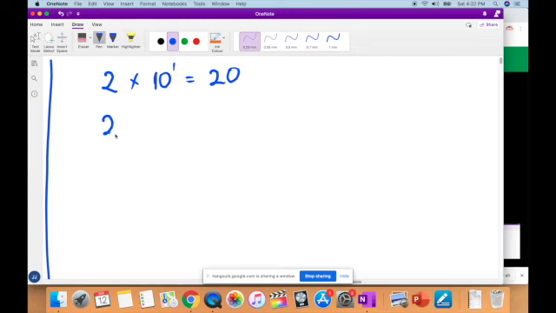What if I have 2 multiplied by 10 to the 0? What's that going to give me? 2. What is 10 to the 0, Caitlin? Well, 10 to the 0 is 1. So 2 multiplied by 1, that is just 2. Right? What if I had 2 multiplied by 10 to the negative 1?